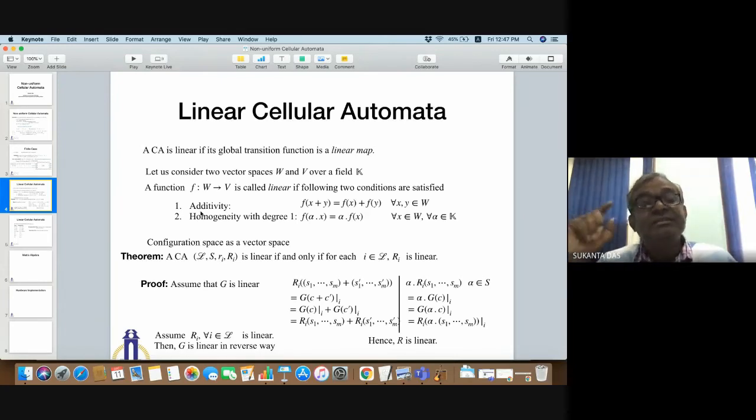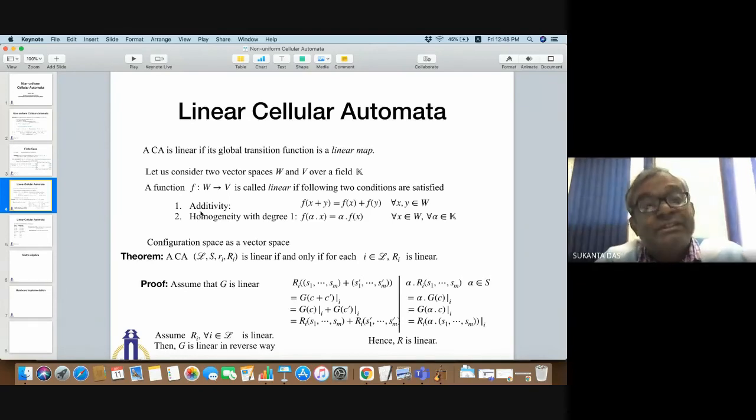Now, G is our global transition function, capital G, from the set of all configurations to the set of all configurations. If G follows these two conditions, additivity and homogeneity of degree 1, we call that function a linear function. If only the first one is followed, then it is called an additive function, an additive CA.